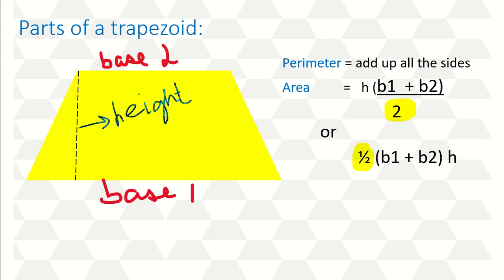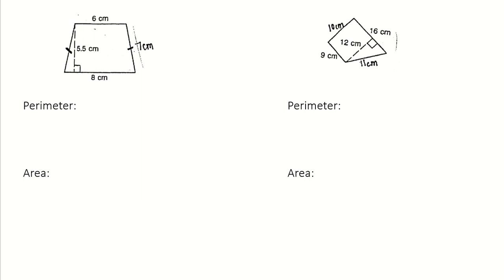Now, yes, this is a giant formula, and it sounds tricky right now, but let's put all of this together in some examples. So follow closely as I do the examples. The examples are important in understanding. We'll do the easy part first, which is perimeter. Perimeter is just adding up the outside. So that's going to be 6 plus 8 plus 7.